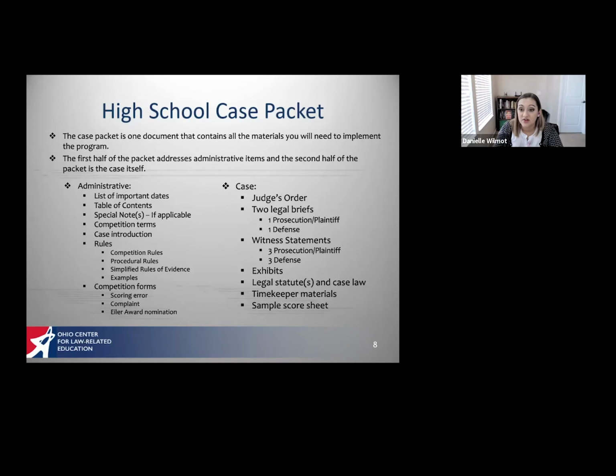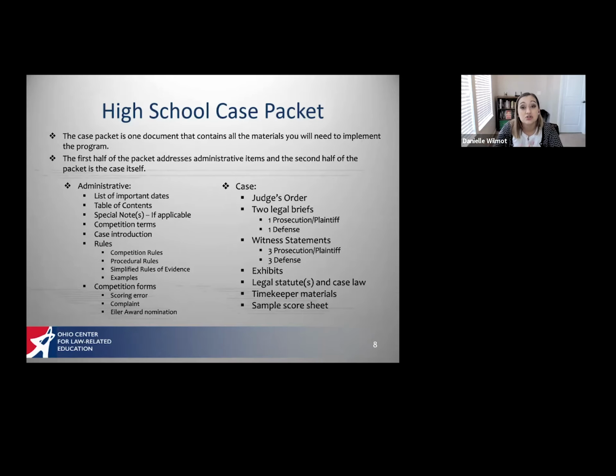Going on, the general elements of the case file that are included in this packet begins with the judge's order, which just sets the stage of the case. What's going on? Is this a motion hearing? Is this a civil case? That kind of thing. So that's just a quick blurb that sets the stage.